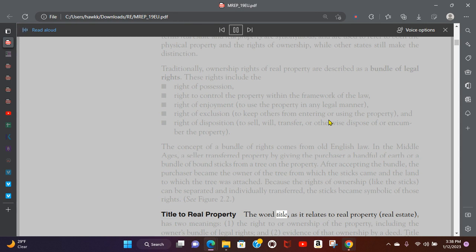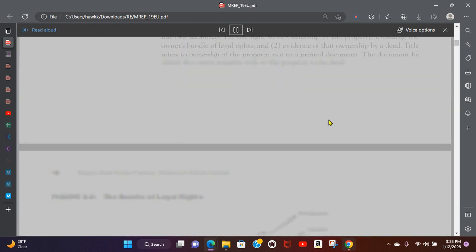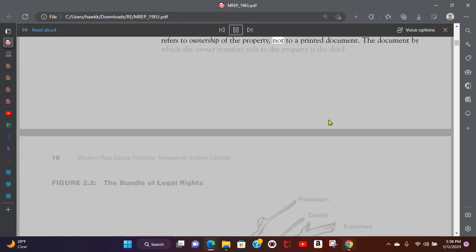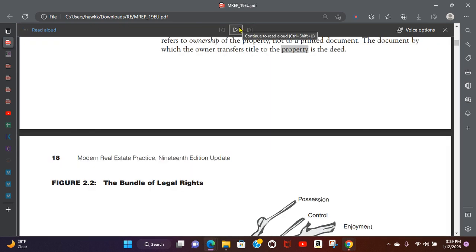Title to real property. The word title, as it relates to real property, real estate, has two meanings. 1. The right to or ownership of the property, including the owner's bundle of legal rights, and 2. Evidence of that ownership by a deed. Title refers to ownership of the property, not to a printed document. The document by which the owner transfers title to the property.